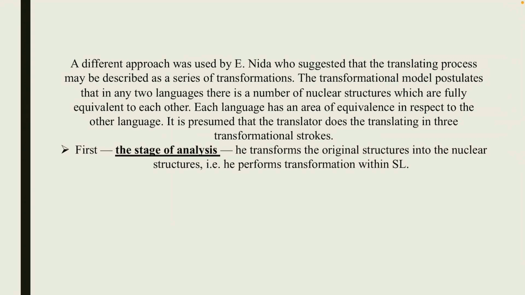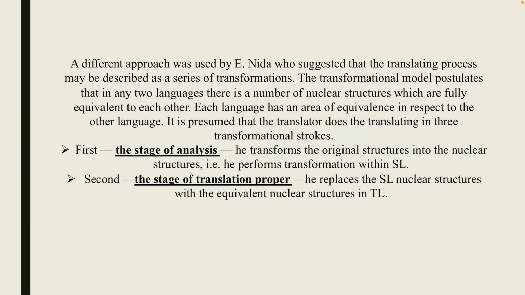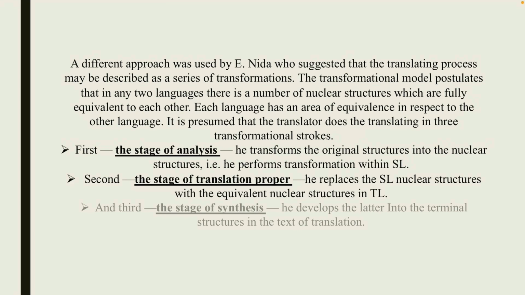The first, the stage of analysis. He transforms the original structures into the nuclear structures. He performs transformation within the source language. The second, the stage of translation proper. He replaces the source language nuclear structures with the equivalent nuclear structures in the target language. And the third, the stage of synthesis. He develops the latter into the terminal structures in the text of translation.